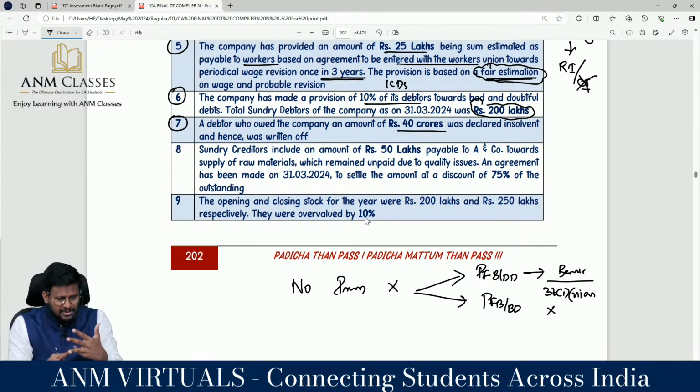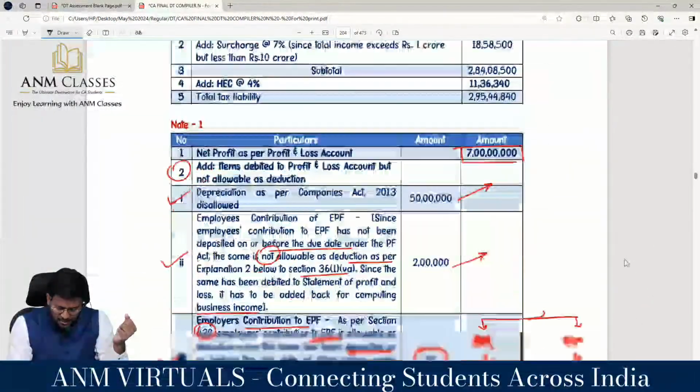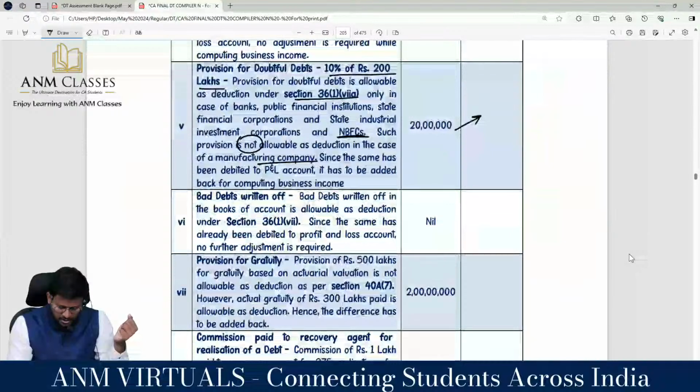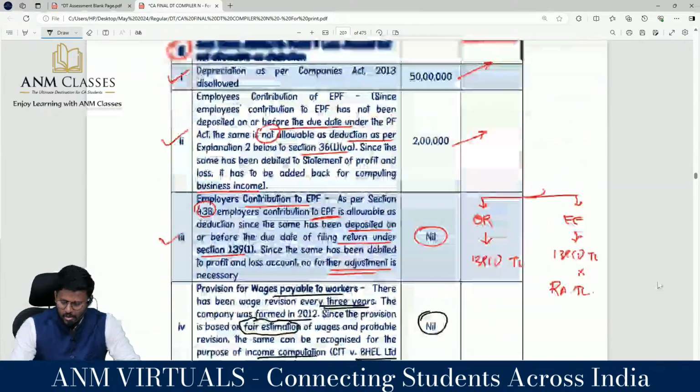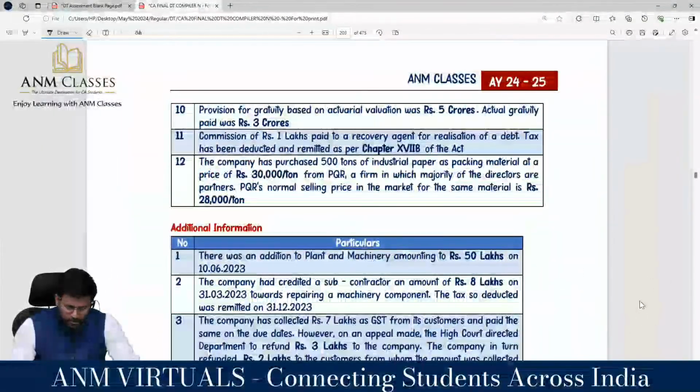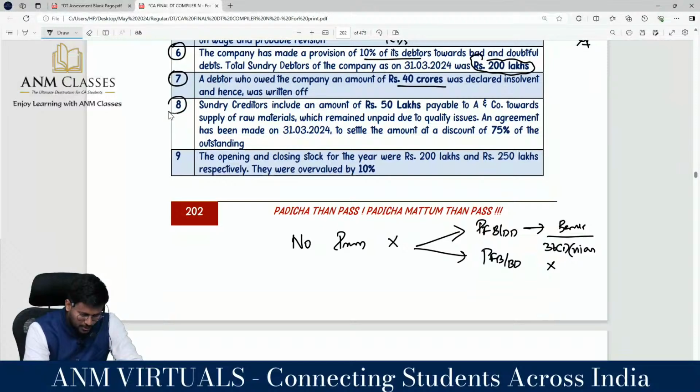So you should actually write off in the books of accounts. So this can be allowed as a deduction. Bad debts written off in the books of accounts is allowed under section 36(1)(vii). Since the same has already been debited to P&L account, no further adjustment is required. So 40 crores, P&L account debit பண்ணிட்டு போயிட்டே இருக்கலாம். Moving to the next one.